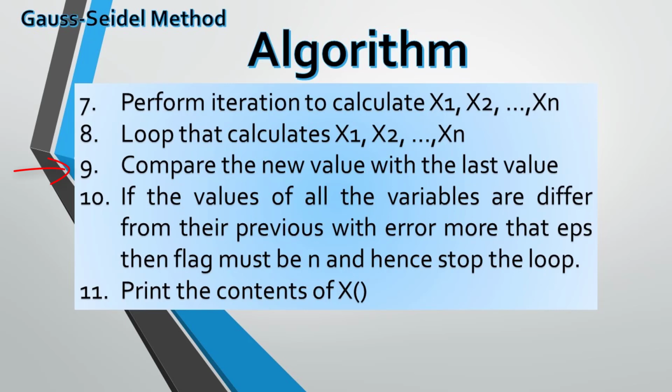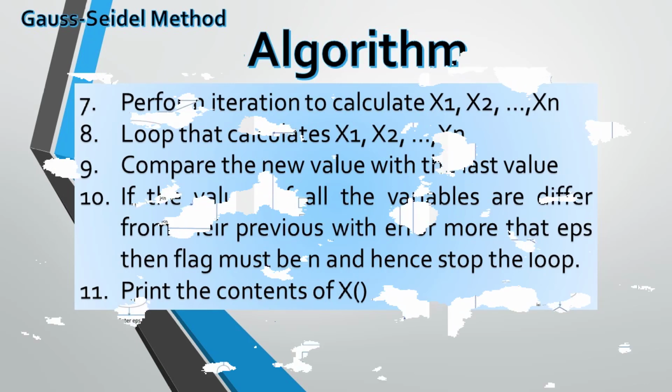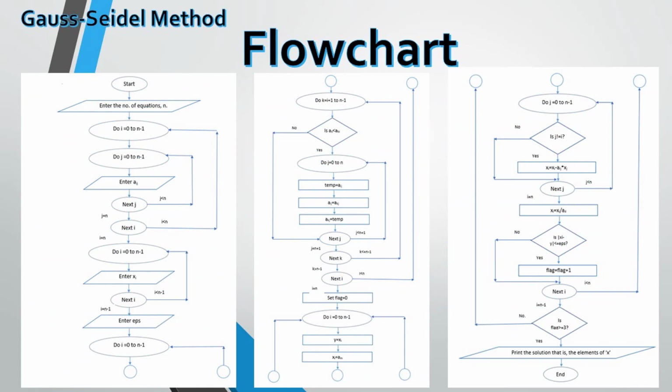Compare the new value with the last value. If the values of all variables differ from their previous values with an error of no more than epsilon, then flag must be n and hence stop the loop. Print the contents of x, which are the calculated roots. Here is the flowchart representation of the program based on the given algorithm.